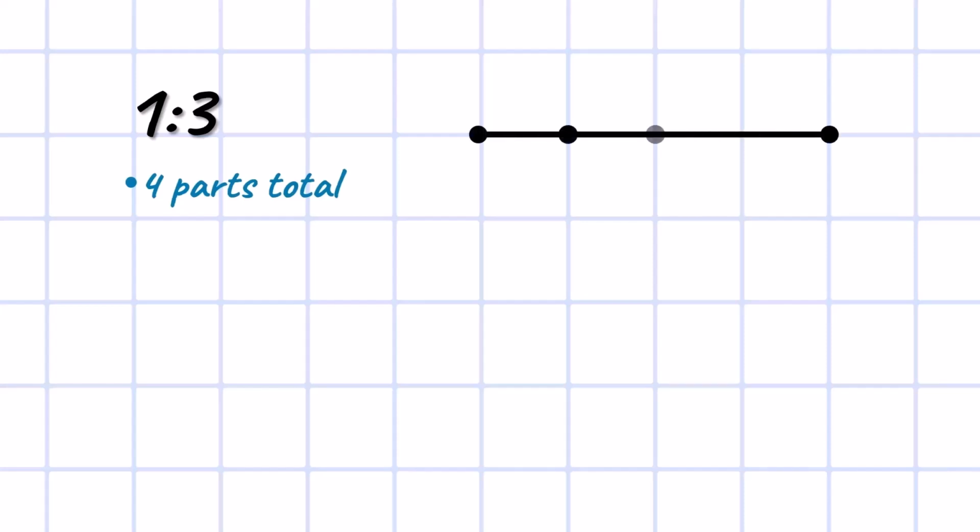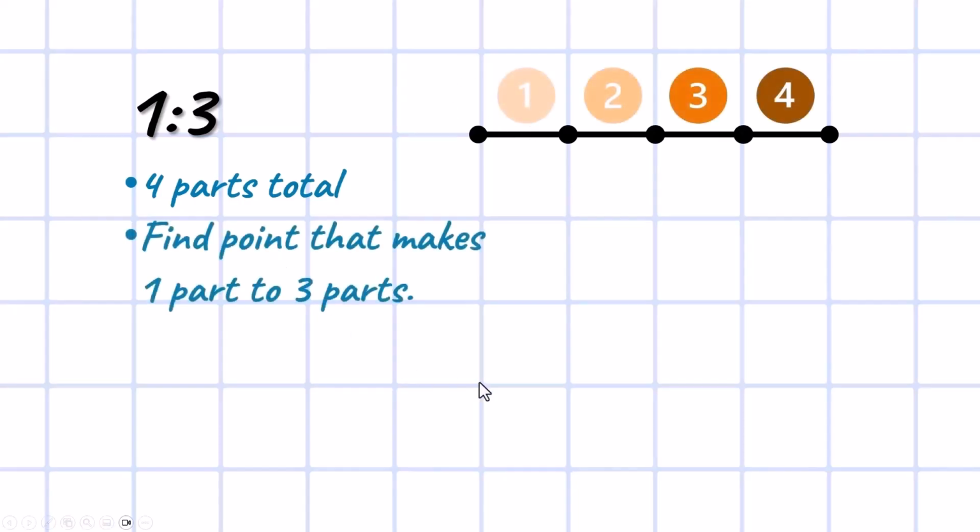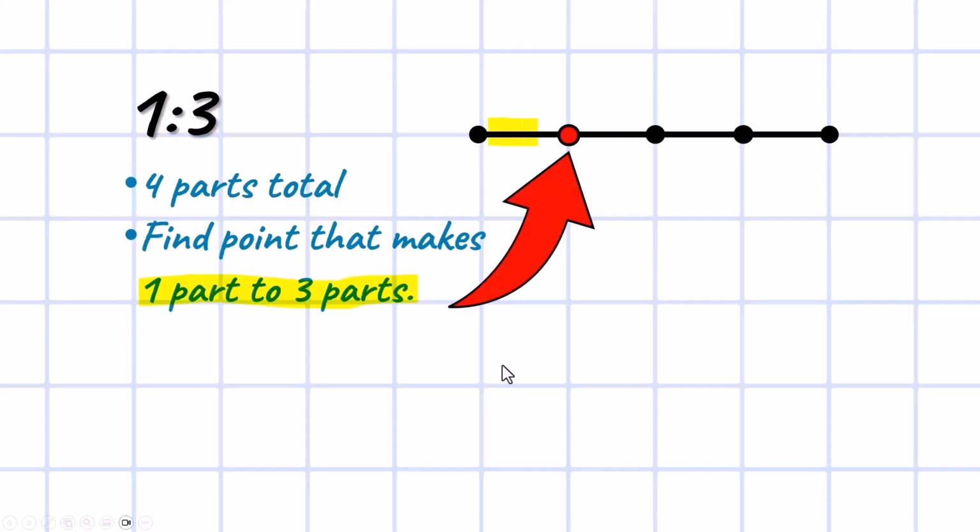So let's put that something on here, and I have a line segment. I have some points. The points are not what I'm looking at. What I'm looking at are the sections. I'm going to be looking for a point that divides this up so that it is 1 part to 3 parts. That point would be right here. 1 part compared to 3 parts.